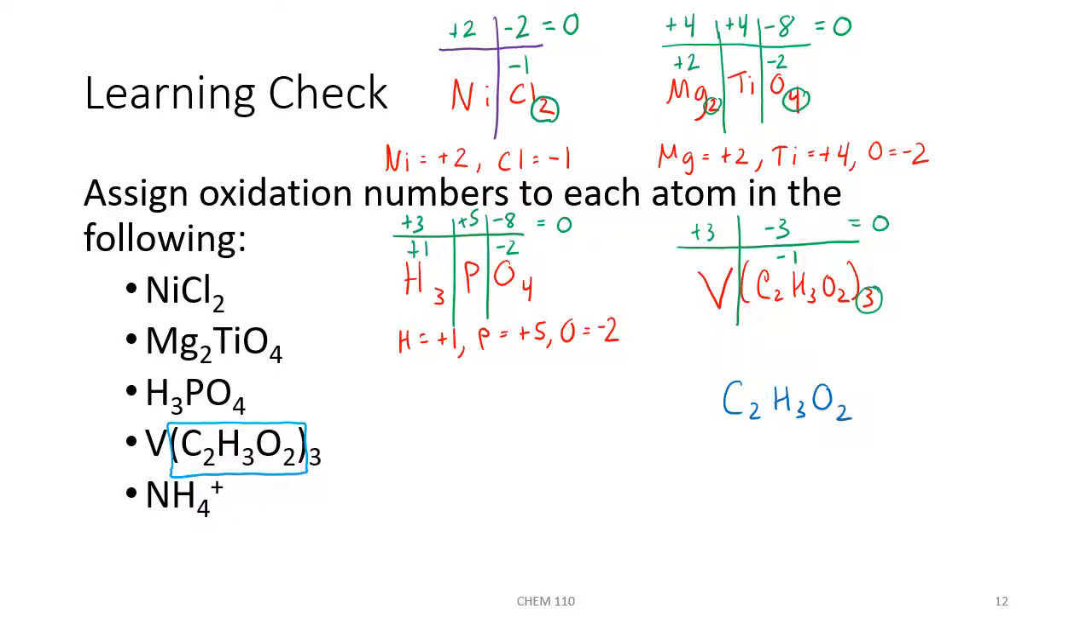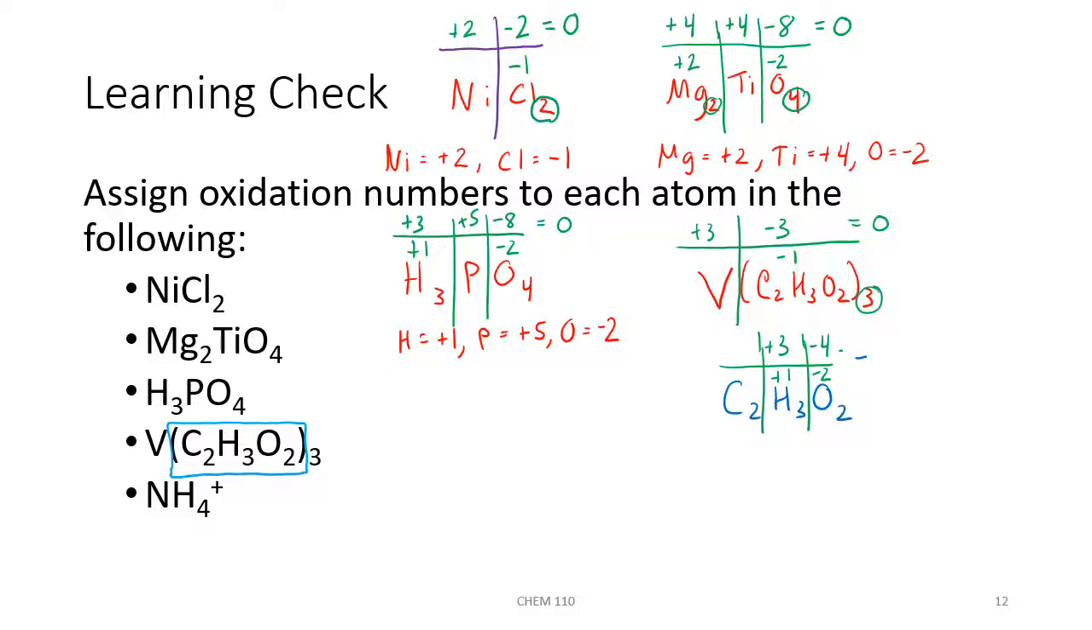Acetate is C2H3O2 with a -1 charge. When we break this up, that -1 charge tells us that's going to be the sum of all of our oxidation numbers. Oxygen is -2 in a compound. We have 2 of them, so it'll be -4 for the total. Hydrogen in a compound is +1. We have 3 of them, so it'll be +3 for the total hydrogens.